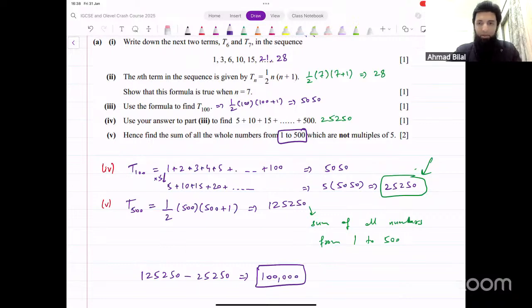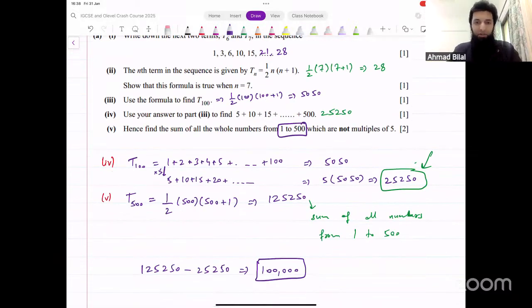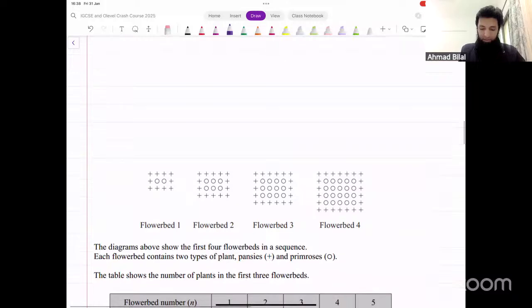Okay, I think it might be better now. All right. So that was this one. Any questions in this? Any problems? No problems? Okay, let's move on to the next one.